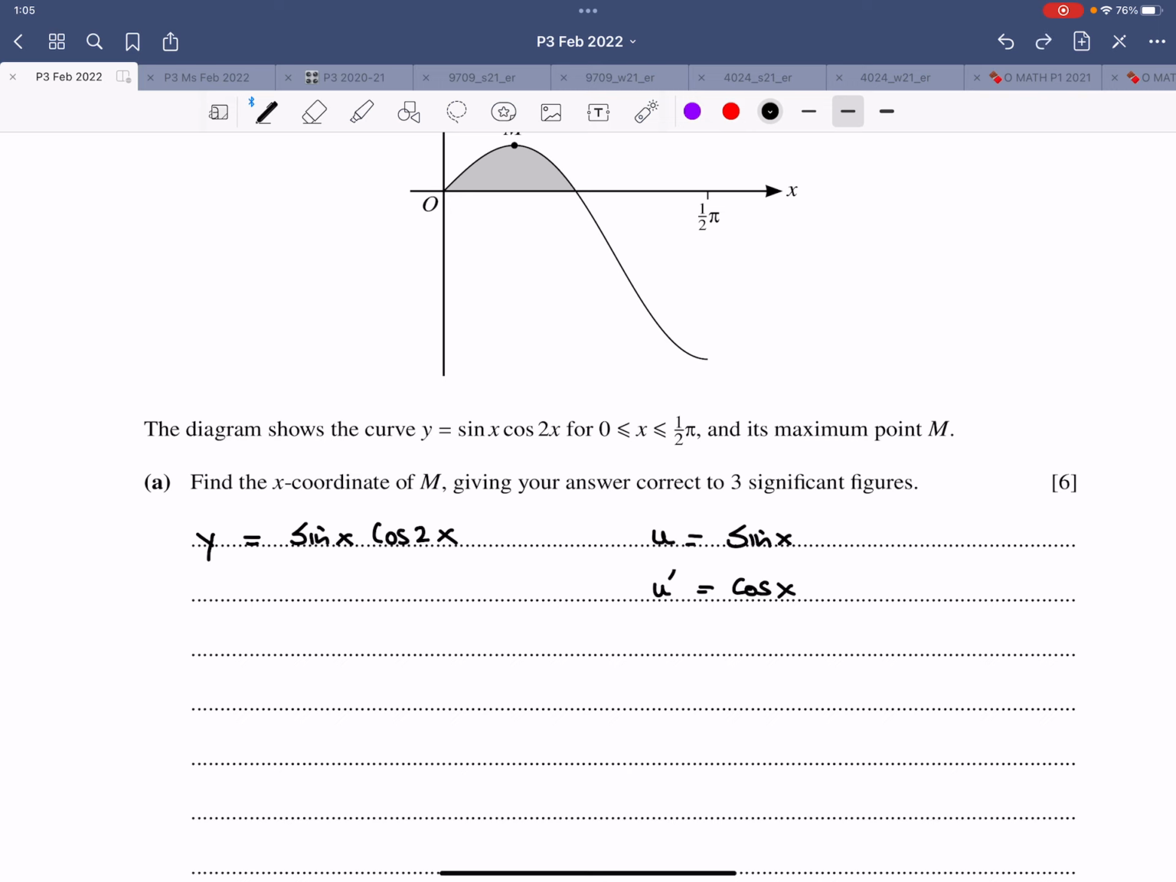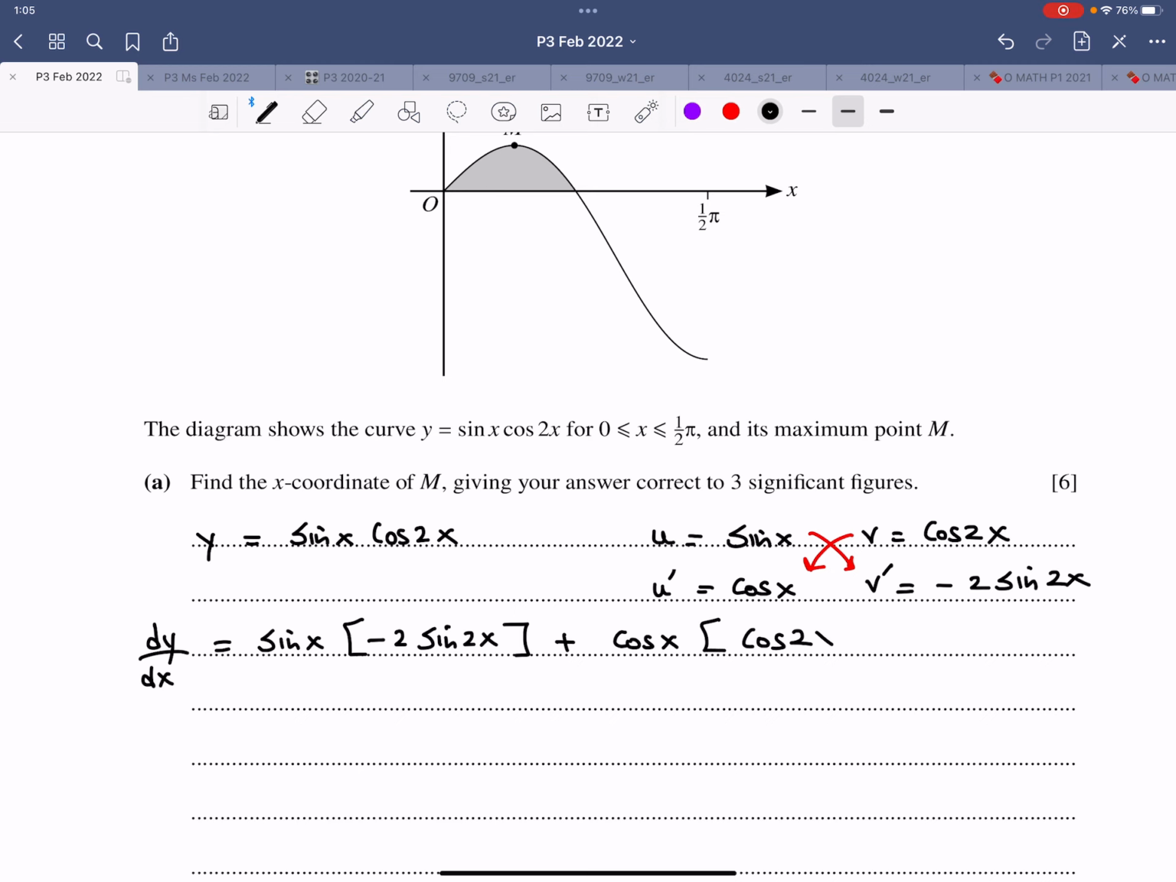I sometimes get carried away and go into integration by parts, but this is the product rule. v equals cosine 2x. v prime is negative 2 sine 2x. So therefore, dy by dx is sine x multiplied with minus 2 sine 2x, and again a plus sign, cosine x multiplied with cosine of 2x.